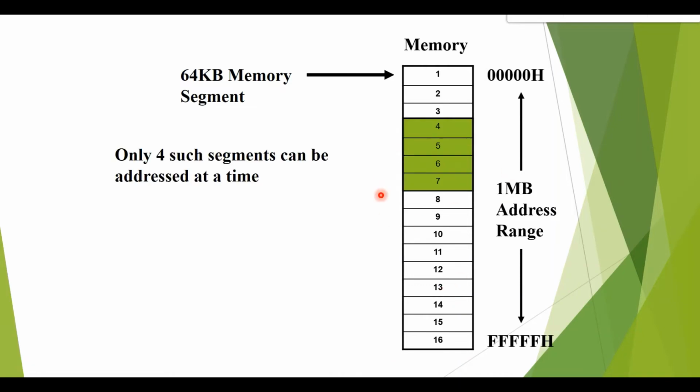So suppose this is the code segment, this is the stack segment, this is the data segment and this is the extra segment. So out of these 16 segments, only the 4 segments will be active at a time. One from the code, one from the extra, one from the stack and one from the data.